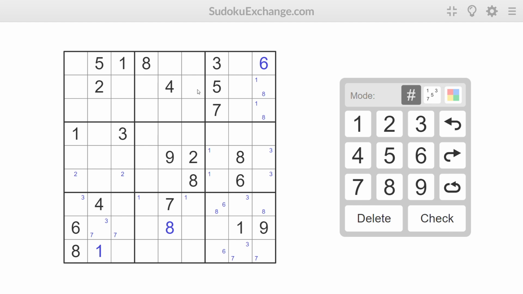Now this row cannot contain a 2 because there's already a 2 here. This cannot contain a 2. It can contain only a 1 or an 8. So we're left with these two cells. Let's pencil mark two 2's here.